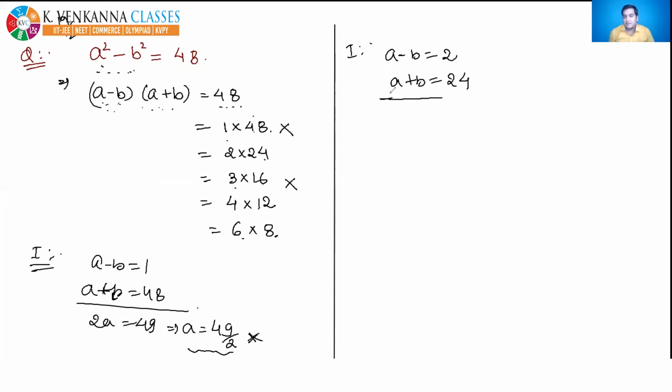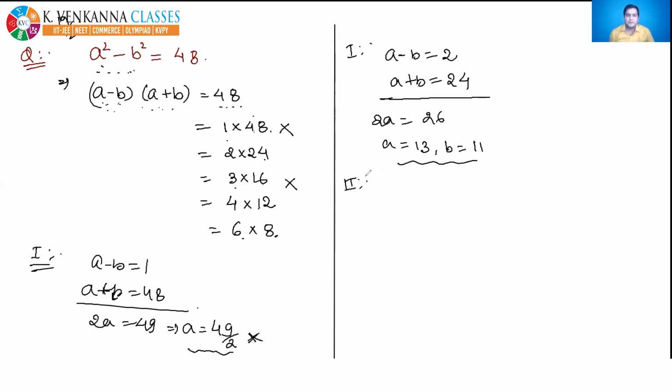So see, if we add, then I will get 2a is equal to 26 and a is equal to 13. If I put a is equal to 13 here, then b is equal to 11, 13 minus 2, it will be 11. So 13 and 11 is one of the sets. Yes, definitely I will apply plus minus here.